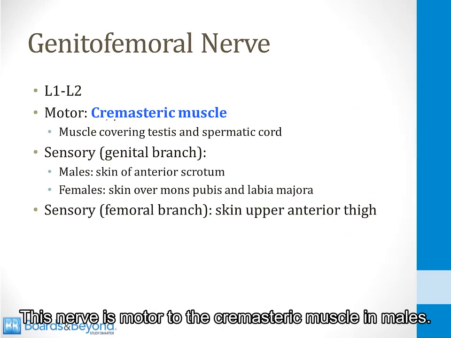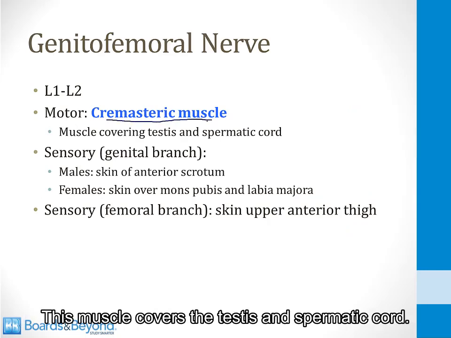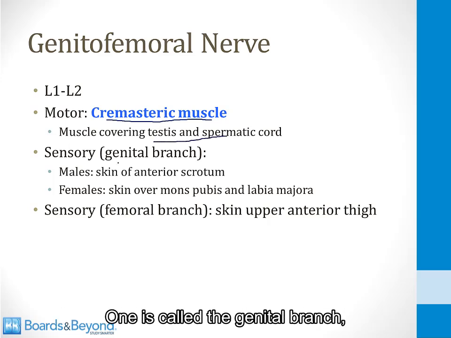This nerve is motor to the cremasteric muscle in males. This muscle covers the testis and spermatic cord. It has two sensory branches. One is called the genital branch.